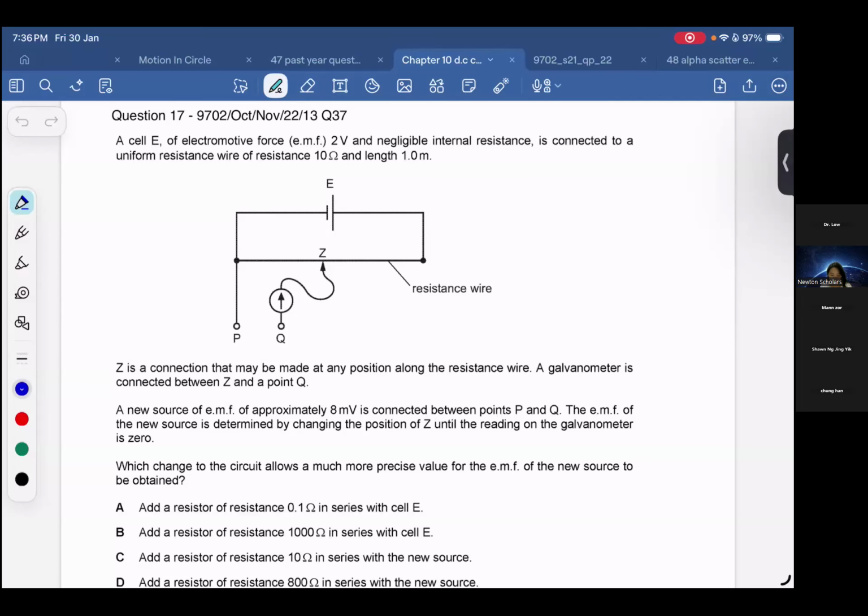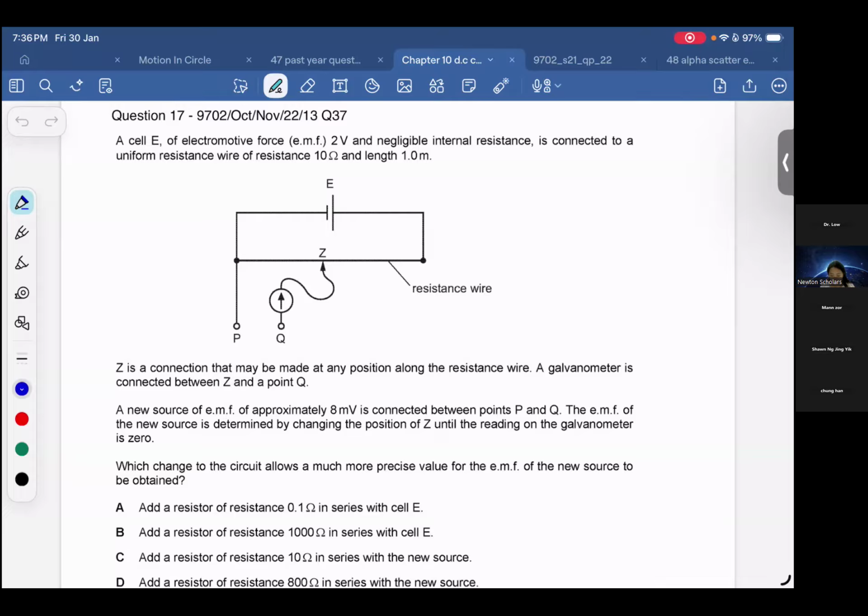Okay, boys and girls, take out your topical past year questions. Can you go to question number 17? I'm not sure we did it before, but it's okay. If we did it before and right now you can answer, that means you understand the concept. Can you go to question number 17?